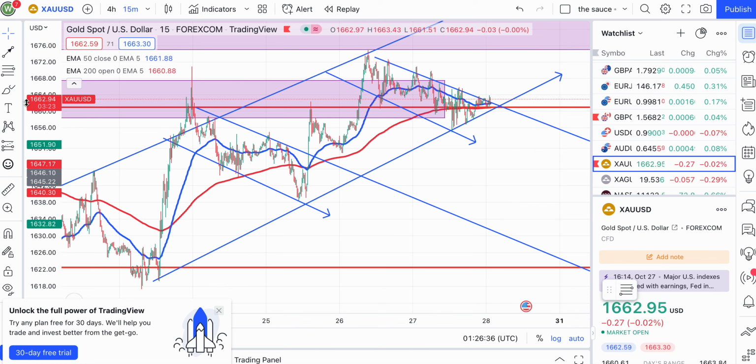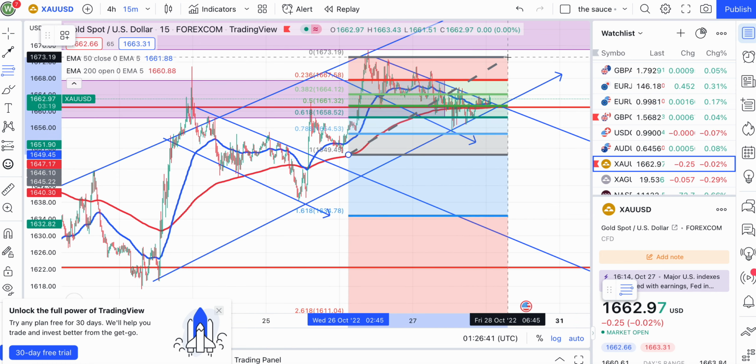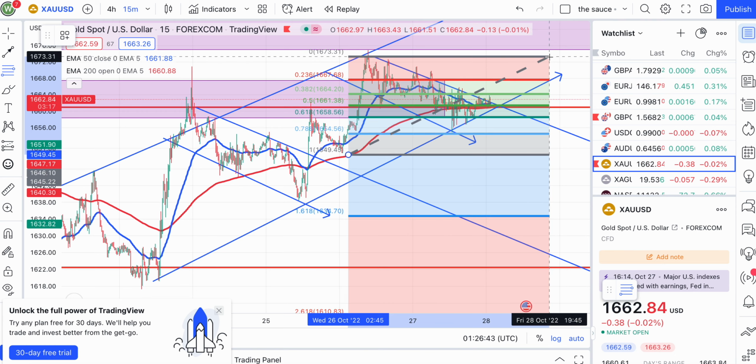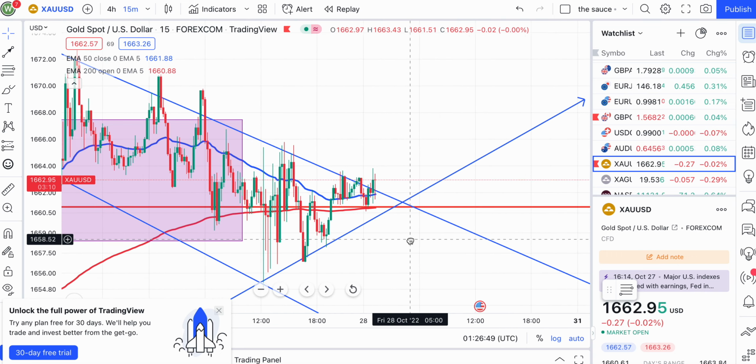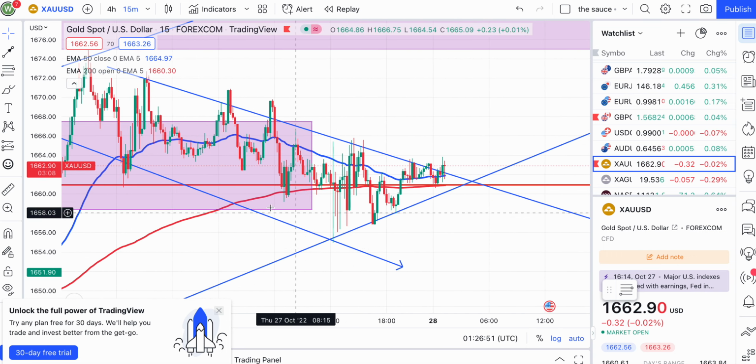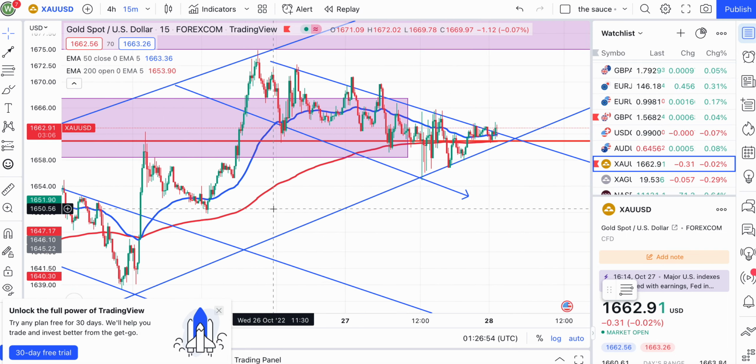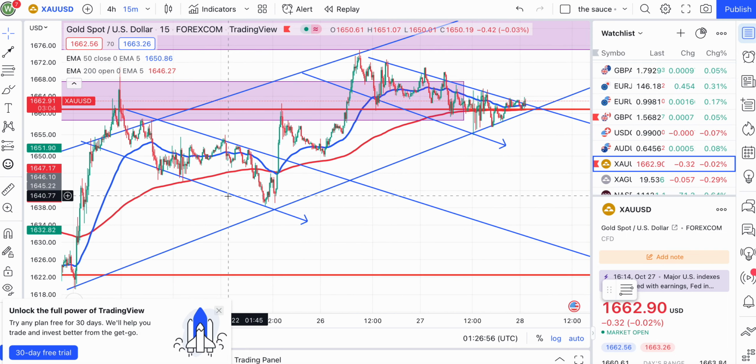Now this one was a little tricky. I tried to fib this one out, and then I saw that it came to the 618 area. So now, let me just get rid of these lines because I don't want to confuse you guys.